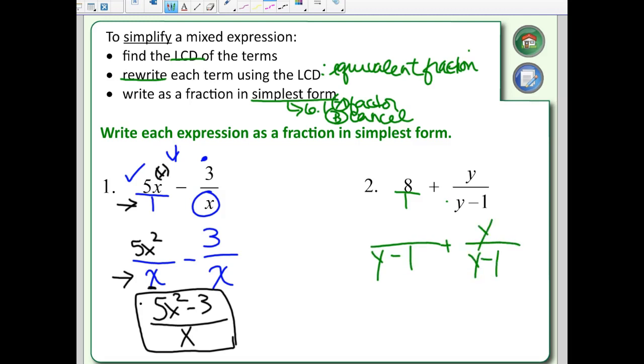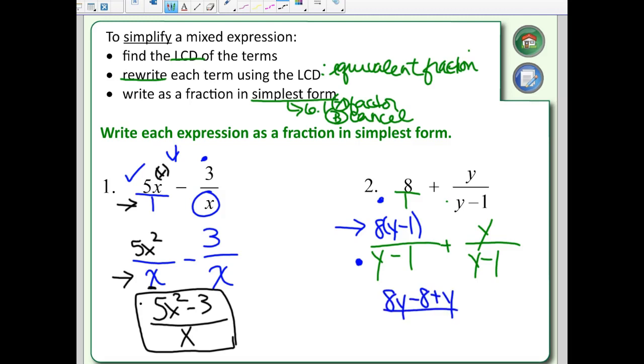All right. So I know my second fraction is already good because that's the right denominator. Now, between the original and my common denominator, what's missing? Well, y minus 1. So it's got to be 8 times y minus 1. Now, this time, I do have to take care of that distributive property because I'm going to have to collect like terms. So we've got 8y minus 8 plus y.